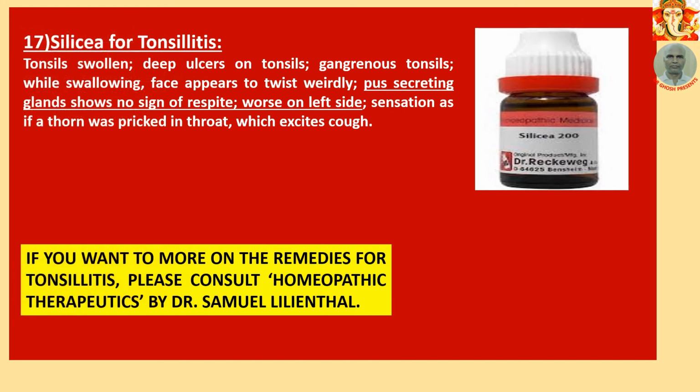Number 17. Lachesis for tonsillitis. Tonsil swollen, deep ulcer on tonsil, gangrenous tonsil. While swallowing, face appears to twist weirdly. That is, patient twists his face weirdly. Pus secreting gland shows no sign of respite. Worse on left side. Sensation as if a thorn was pricked in throat, which excites cough.